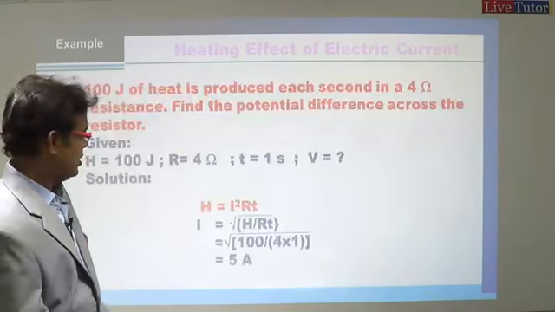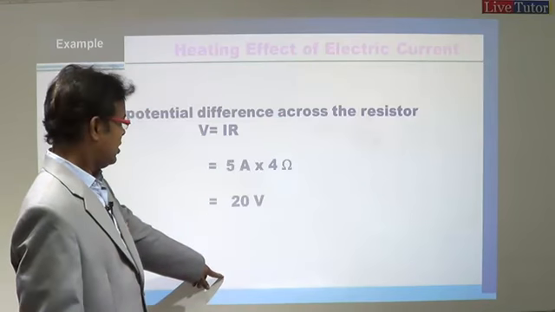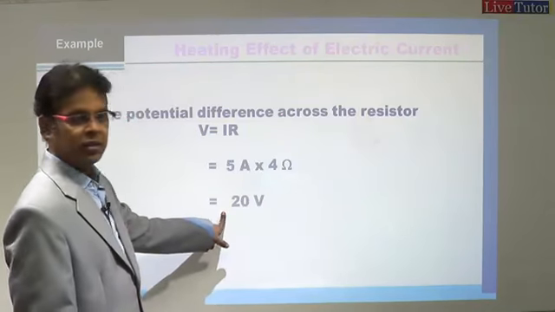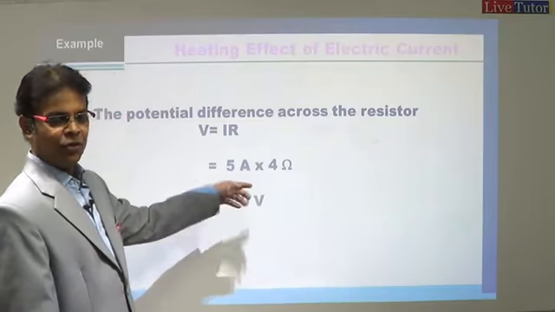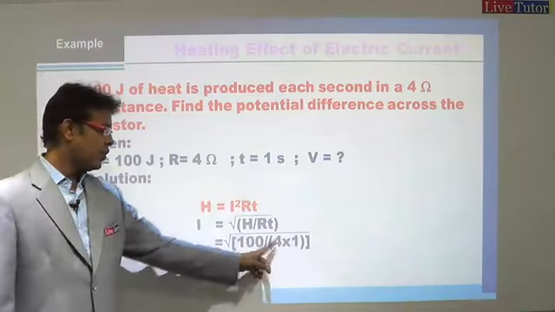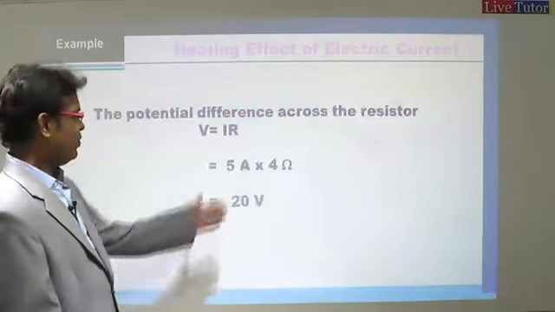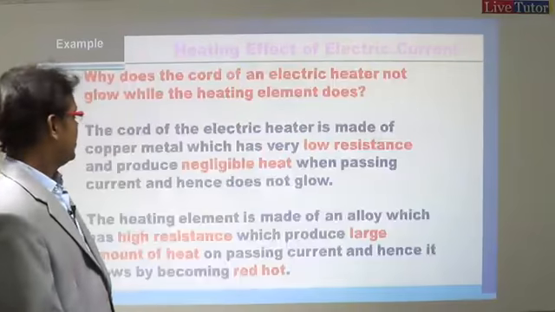Here it is 5. Square root of 100 by 4, it is 25, square root of 25, it is 5. So 5 into 4 is 20 volts.